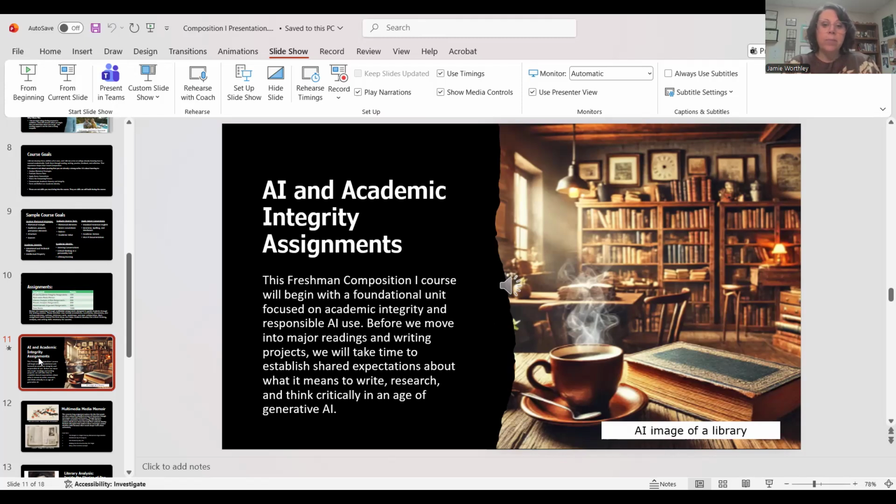I know how to use it. This AI unit, we really want to jump into it. Do you know what plagiarism is? Do you know my policy, as well as Seminole State's policy, on using AI to write essays for you? So we go into a whole week. It's really an introduction, one whole week where we are making sure all students know what it means to think critically. So here we are. We will take time to establish shared expectations.